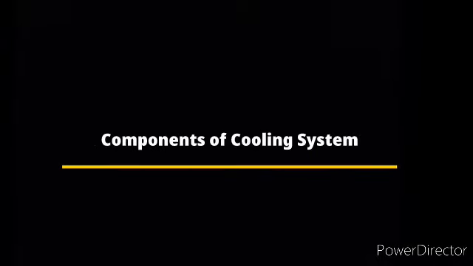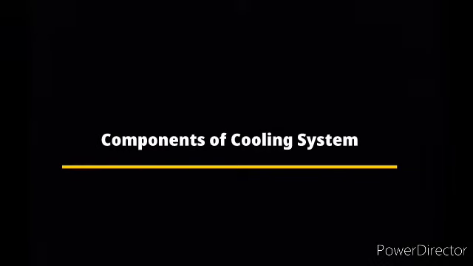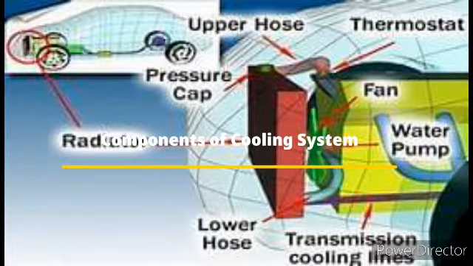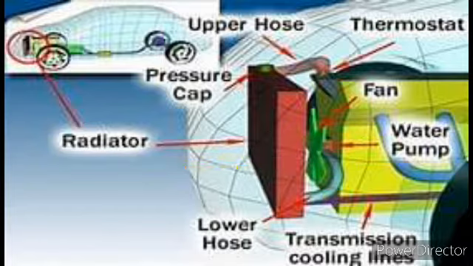So now let's discuss the components of the cooling system. In this picture, these are the main components of the engine cooling system. First, we have the water pump. It is said to be the heart of the engine cooling system. The water pump has a radial impeller inside its casing, which is driven by the engine itself. A serpentine belt is used to deliver rotational motion of the engine main pulley to the water pump pulley.